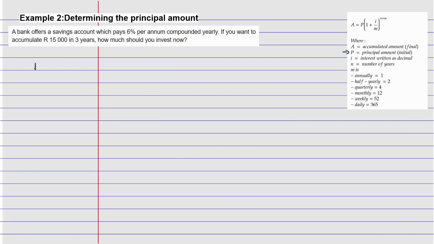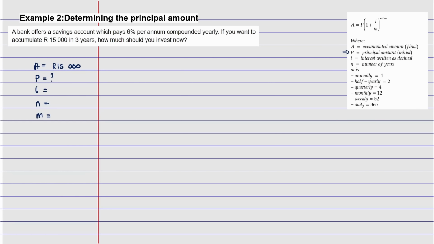So we know that we have A, P, I, and N, right? Write down the information that we have here. We know that A is going to be the 15,000 because that's the money that we want to accumulate. That's our goal, the final amount. P is the money that we need to invest now. We don't know how much it is. Then remember that we also have M.